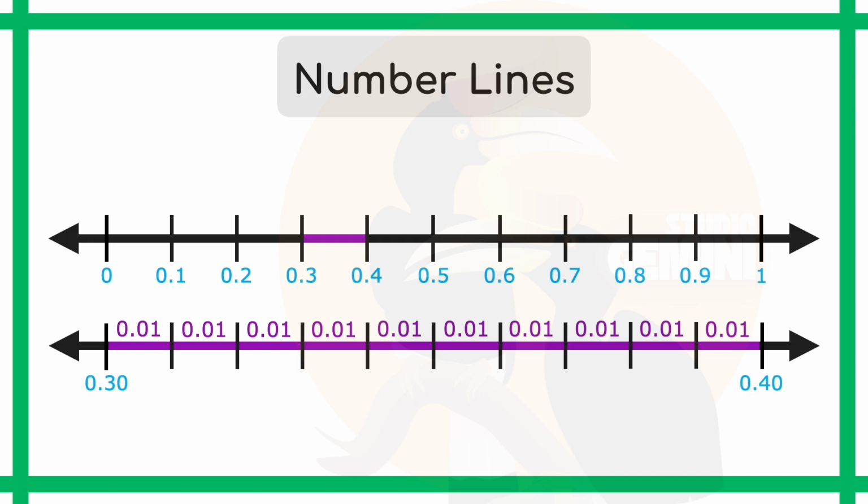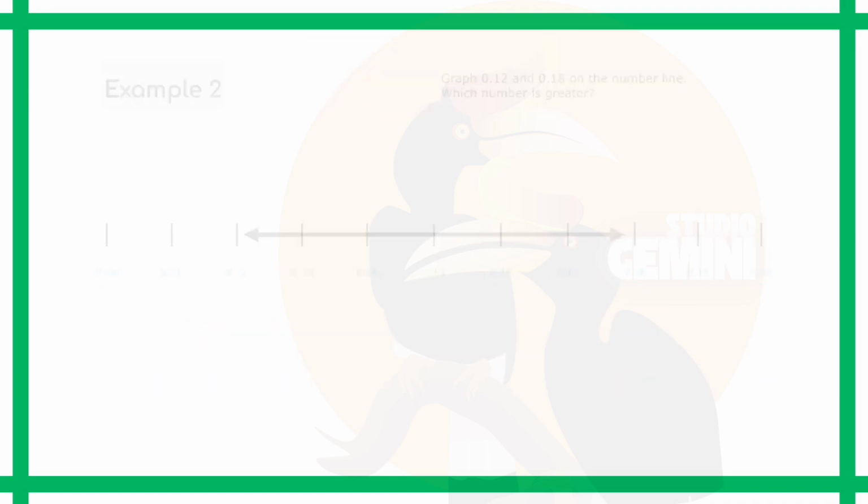We can label the rest of this number line by counting by hundredths. After 30/100ths, we have 31/100ths, 32/100ths, 33/100ths, 34/100ths, 35/100ths, 36/100ths, 37/100ths, 38/100ths, and 39/100ths. Now let's look at another example.